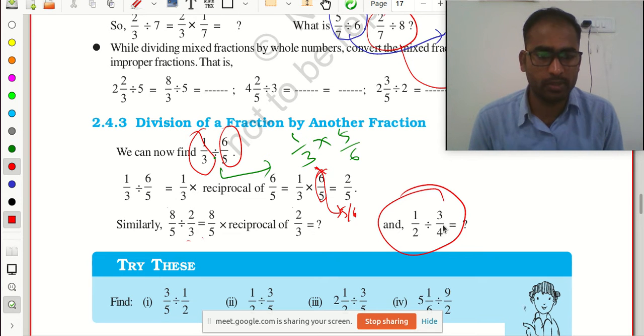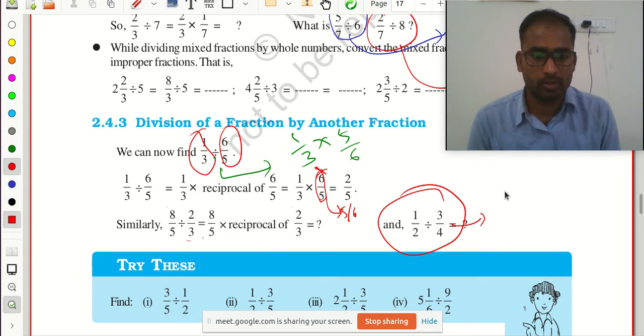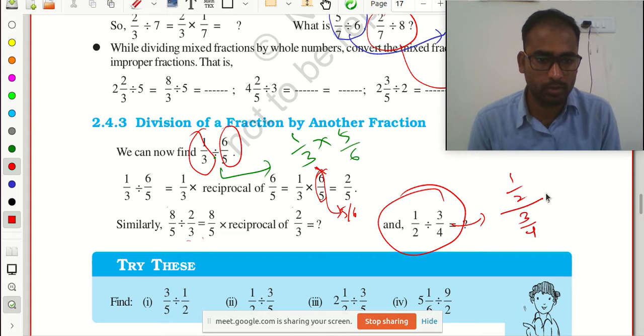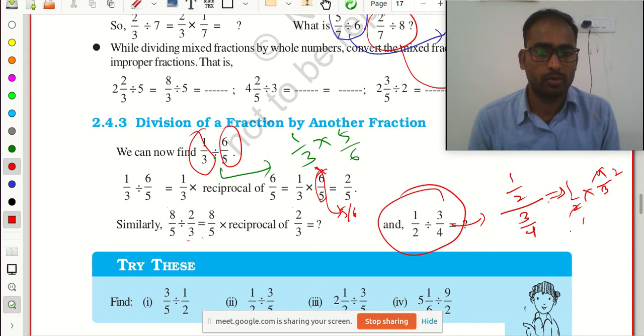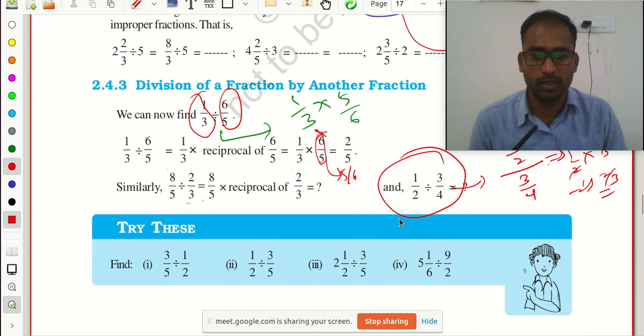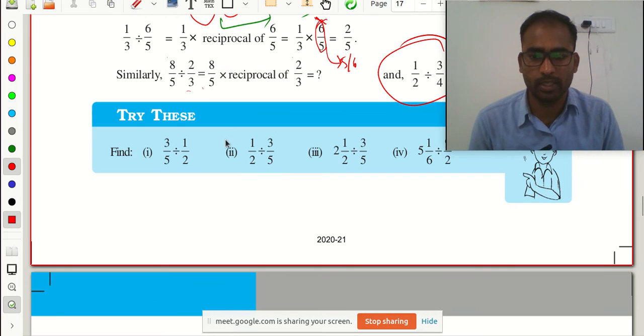And see here, what is the value of this one? 1 by 2 divided by 3 by 4. I can write this as 1 by 2 over 3 by 4. So what is its value? 1 by 2 multiplied by 4 by 3, which is 4 by 6, so 2 by 3. So now we have learned the division of fractions, and try the remaining problems.